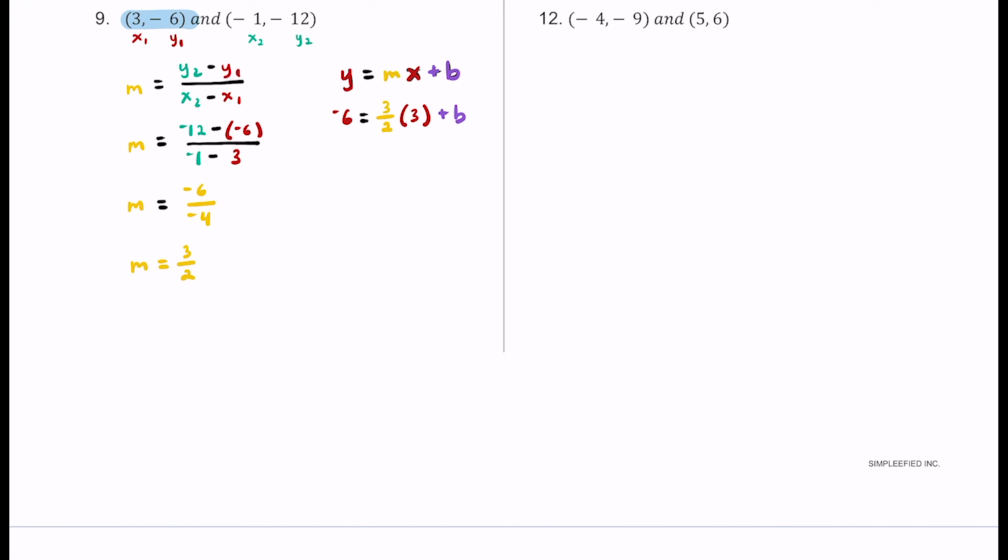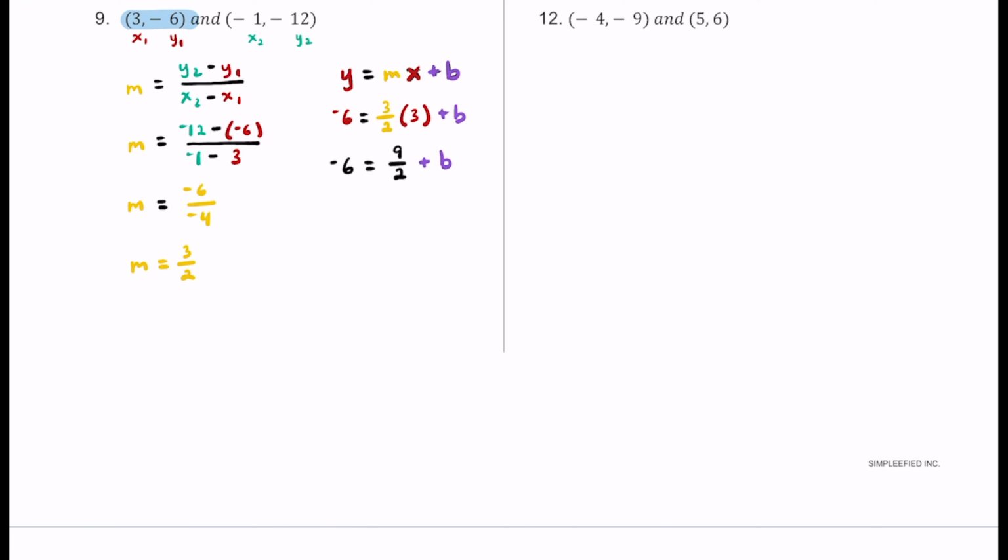Okay, at this point we're going to go ahead and multiply this 3 over 2 times 3. So on the side here, 3 over 2 multiplied by 3 over 1. Can't cross cancel anything. That's going to be 3 times 3 is 9, and then 2 times 1 is going to be 2. So that's going to be 9 over 2. 9 over 2 is the same thing as 4.5, right? So totally up to you if you want to keep it as an improper fraction or a mixed number. I think I'm just going to use an improper fraction here. So I'm going to go ahead and write that we have -6 is equal to 9 over 2 plus b.